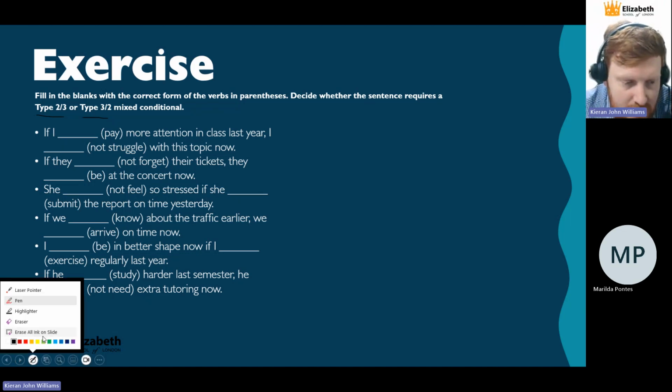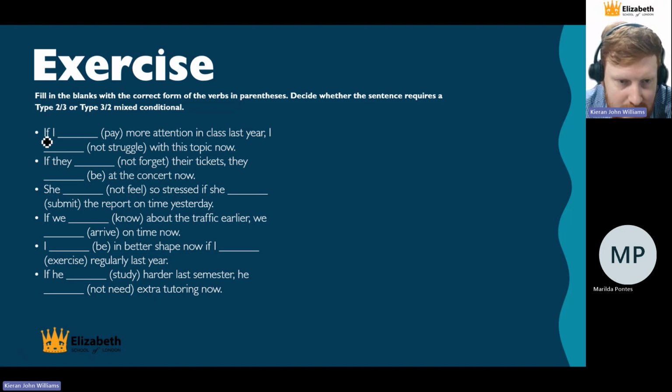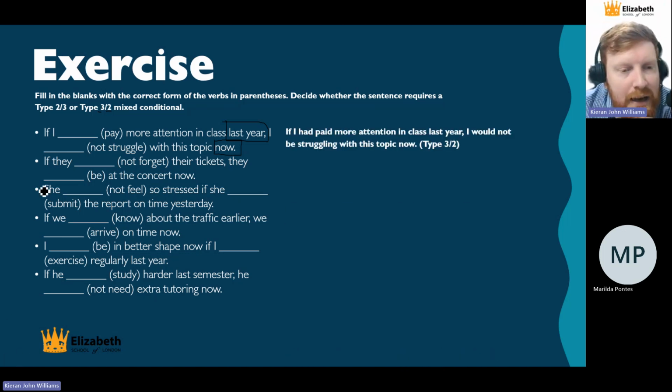So in this first example, it's quite helpful for us because the if part talks about last year, so that's the past, and the second part of the sentence talks about now. Okay. So we know that it needs to be a mixture of the third conditional, the past, last year, with the second conditional, the present. So that would mean that we would have a sentence like, if I had paid more attention, I would not be struggling with this topic now. Okay, so that's a mixture of the third and the second.